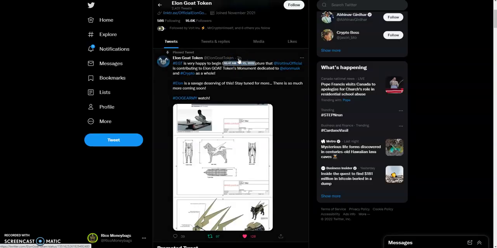Now going over to the Elon Goat token. This is something that we can take advantage of. Like I said, get this up. Get the comments up in here. Do some retweets and do some cross-pollination. Let them know that Volt army is here and we're bolted all the time.